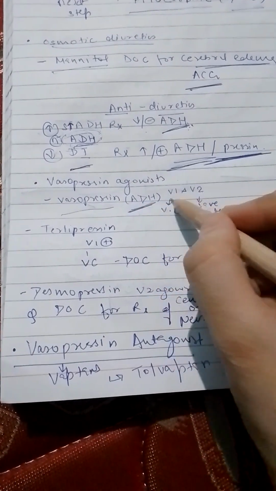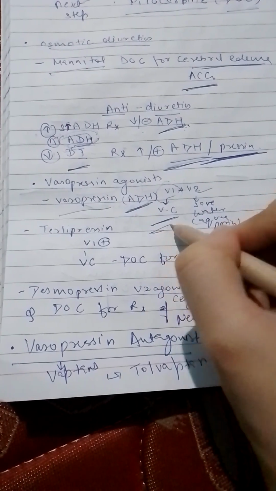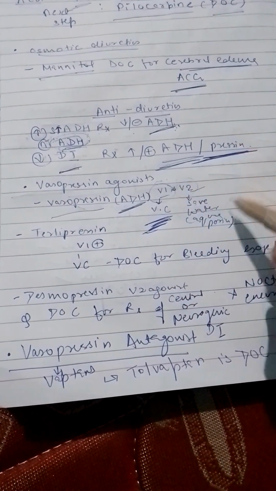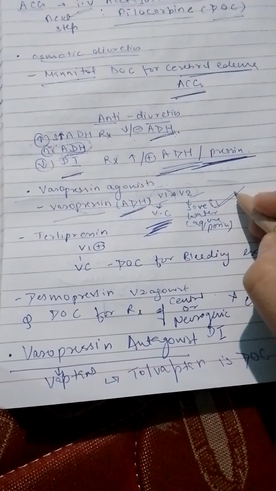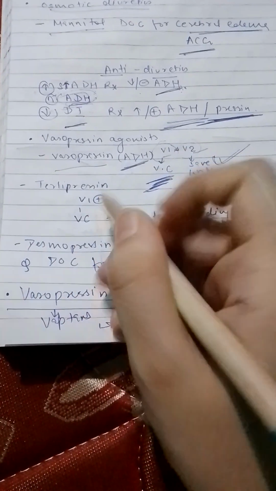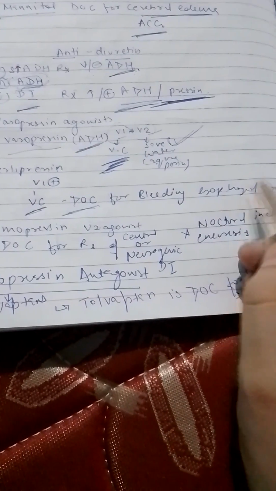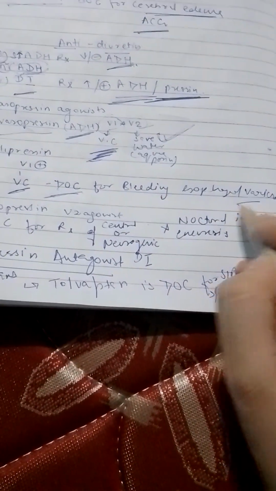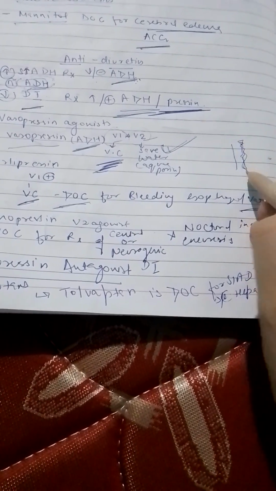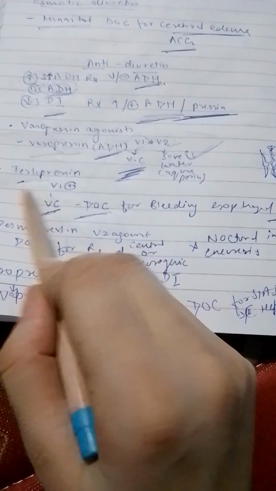It will act on both V1 and V2. Since it acts on V1, it will cause vasoconstriction. And since it acts on V2 also, it will save the water through aquaporin. Another one is terlipressin. It will act on V1 and cause vasoconstriction. That's why these are the drug of choice for bleeding esophageal varices. When there are esophageal varices and bleeding, there is vasodilation, so for the constriction we can prefer terlipressin.